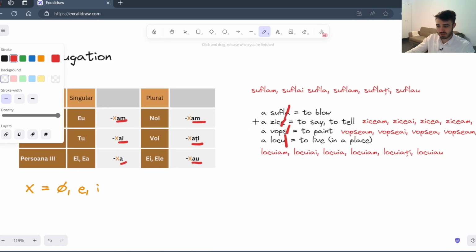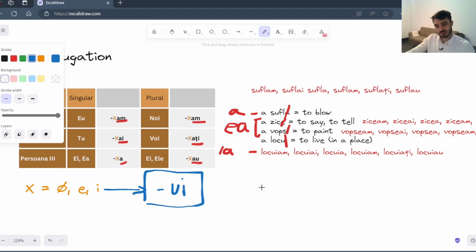It really depends. Like you can see here, for those types, you get the EA. For this, you get just the A, basically. For this one, you get IA. So bear that in mind. Here it's a very specific situation with IA because it's only verbs ending in, let me change the color maybe. So here with verbs ending in I, that's not enough to get this IAM, because a locui is a special one, is UI. So verbs ending in ui in Romanian.